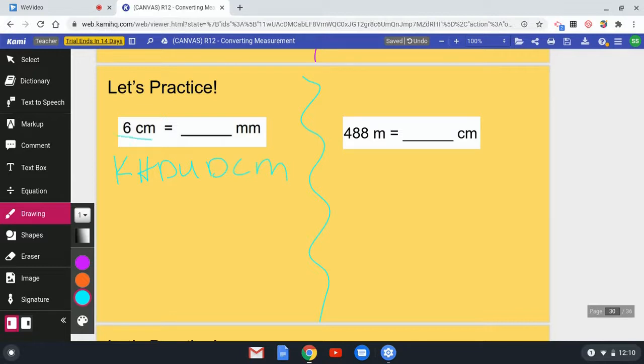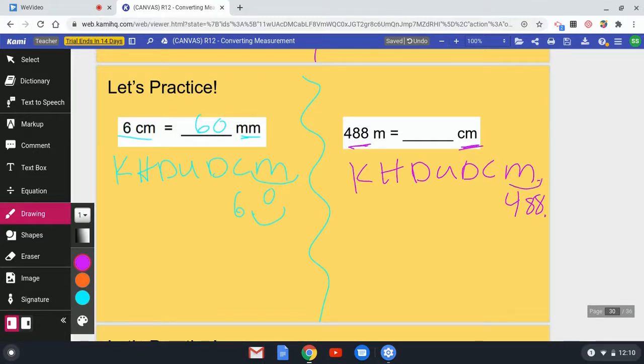Okay, let's see. 6 centimeters. And I'm going to millimeters, so I would have 60. Okay, let's see how you did. 488 milliliters. Here's my decimal, and I want to go to centimeters. 1 place to the left, so 48.8. If you did good, I want you to give yourself a poetry snap.